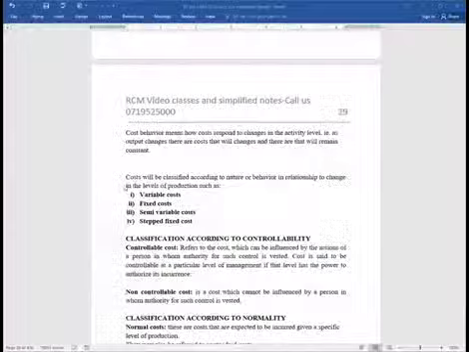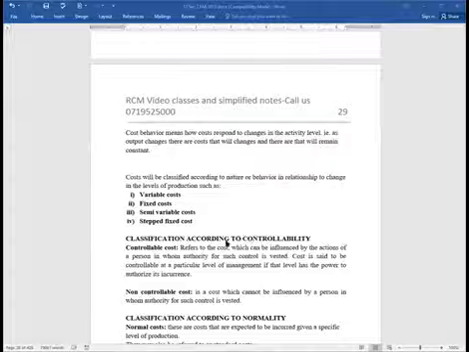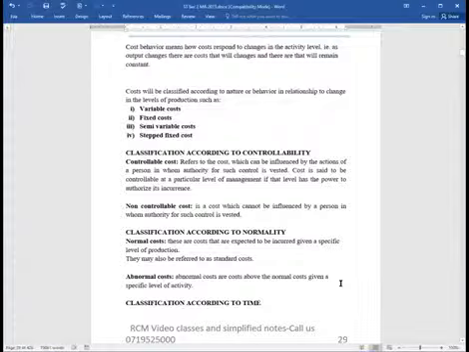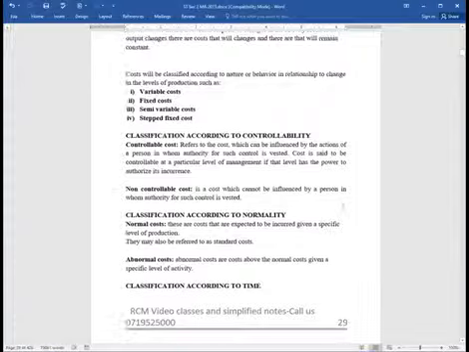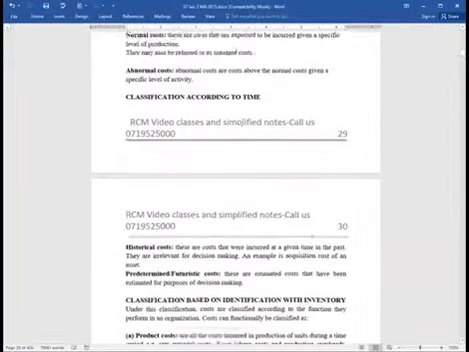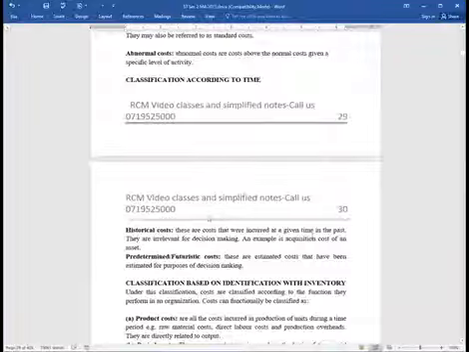Of course, you have our notes. Should you want more clarification on that, I'm so sure you'll be able to simply go down and check them out. Then we have a classification according to time. Under classification according to time, ladies and gentlemen, we have two classes.